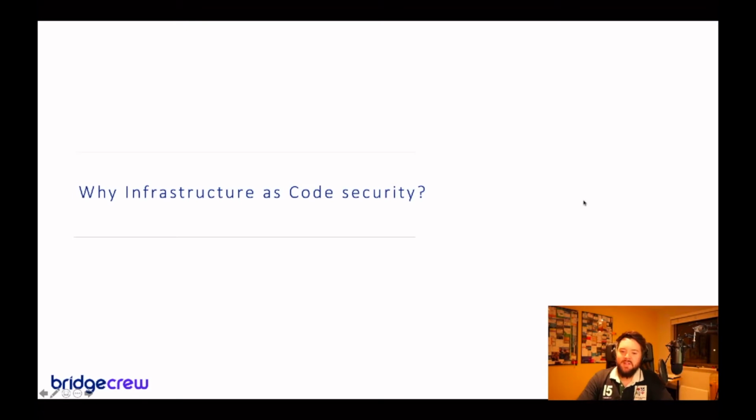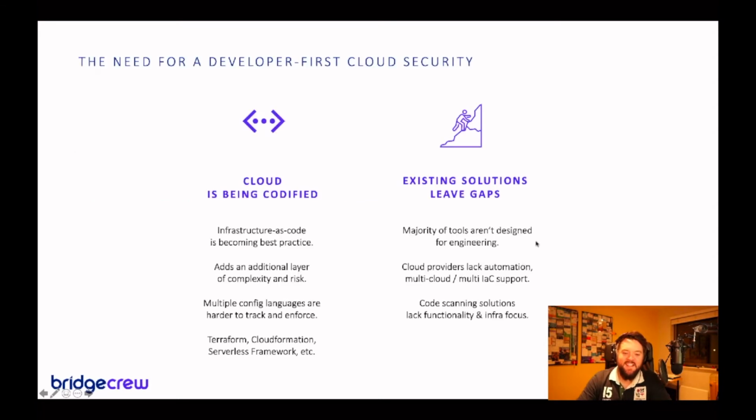So yeah, a bit of context first. Why infrastructure as code security? And for the cloud security gurus, apologies if this is more of the same, but context is always valuable, as I said, I find. Developer first cloud security. It's following exactly the same validation and usefulness that we found with merging dev and ops.